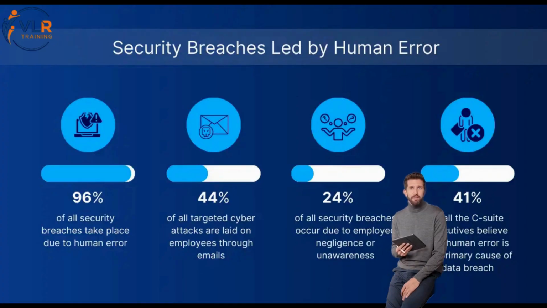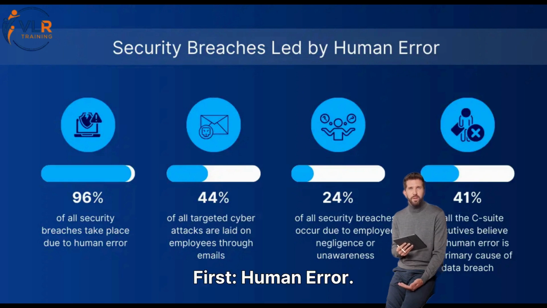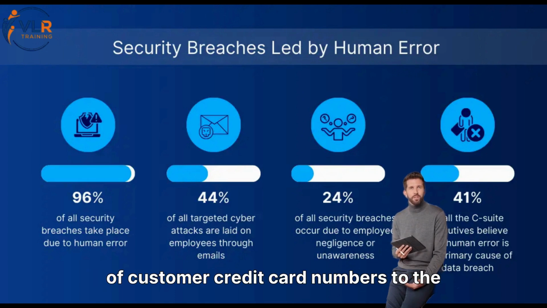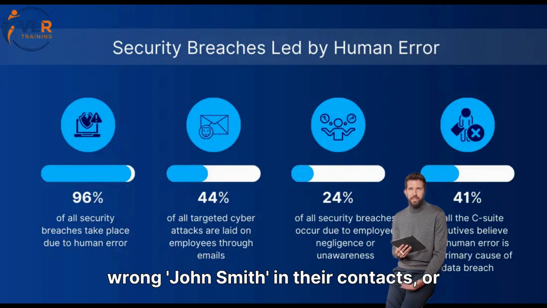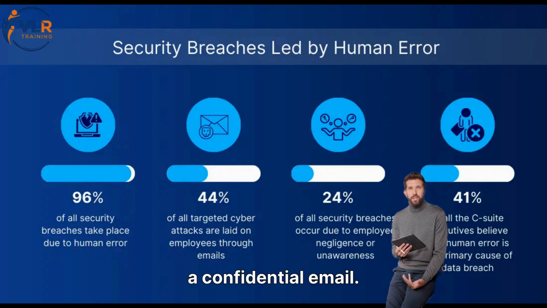So how does this happen? Usually, it falls into three categories. First, human error. This is the most common cause. It's the employee who sends a spreadsheet of customer credit card numbers to the wrong John Smith in their contacts, or the manager who clicks reply all on a confidential email.